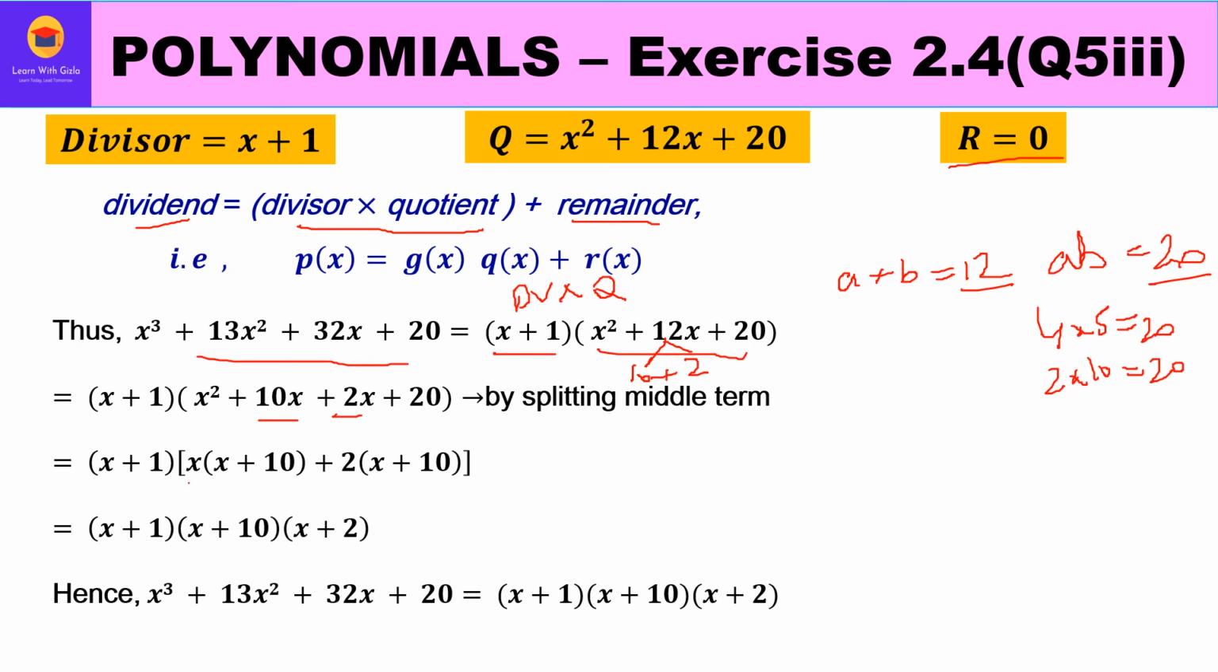Now further we shall take common: x is common in x square and 10x. So x plus 10 is remaining inside the bracket. In 2x plus 20, 2 is common. So inside the bracket we are left with x plus 10. Now x plus 10 over here, x plus 10 over here, we shall take them common and we are left with x and 2, right? x plus 2. So over here x plus 2 and x plus 1 is continuing as it is, right? So the factors of the given polynomial are x plus 1, x plus 10 and x plus 2, right?